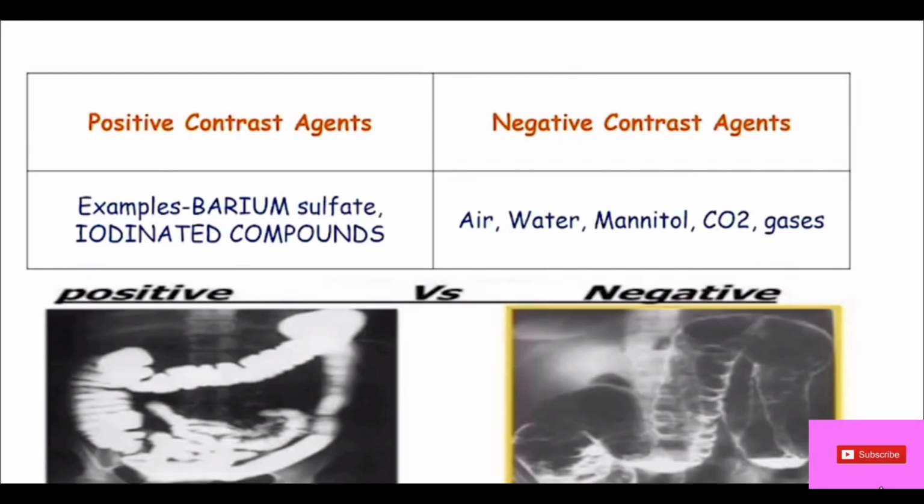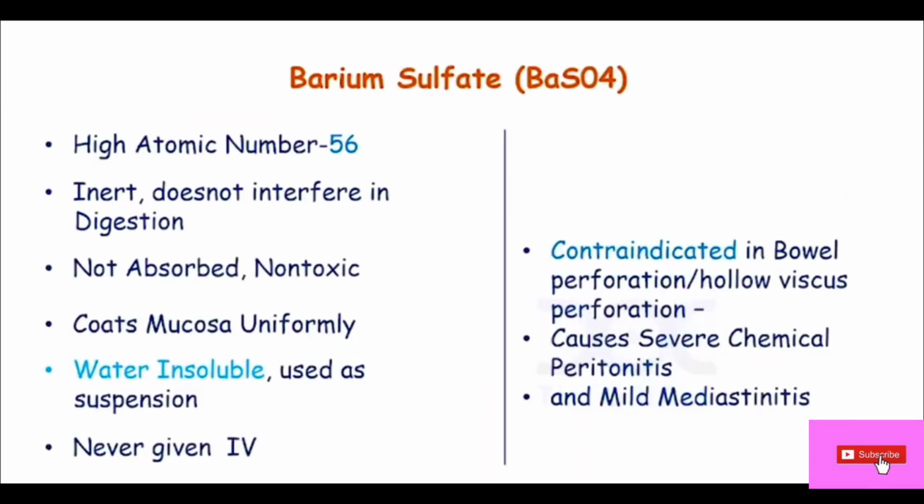The positive contrast agents are the ones which appear brighter than the surrounding tissue. Examples include barium and iodinated compounds. The negative contrast agents appear darker than the surrounding tissue, and these can be air, water, mannitol, carbon dioxide, and other gases.